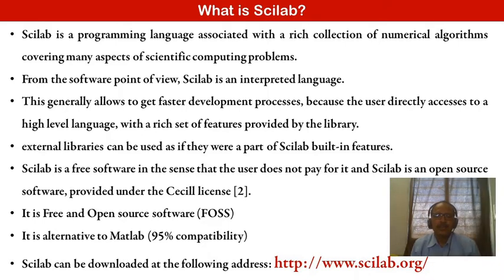Due to this nature, it gets faster development, as well as it is a high level language, and it also has rich built-in functionality. Apart from the rich built-in functionality, it has different external libraries which we can also use in Scilab. Scilab is free and open source software, and that's why we don't pay anything for it. It is also known as FOSS, free and open source software. So these are the main features of Scilab.